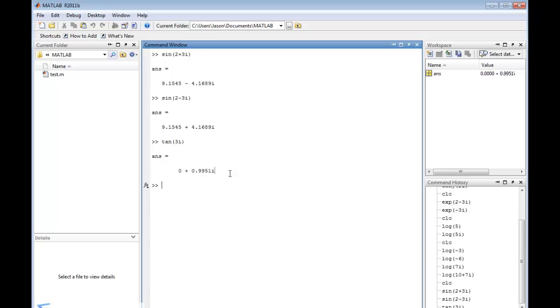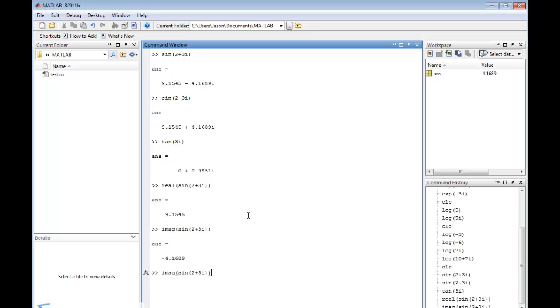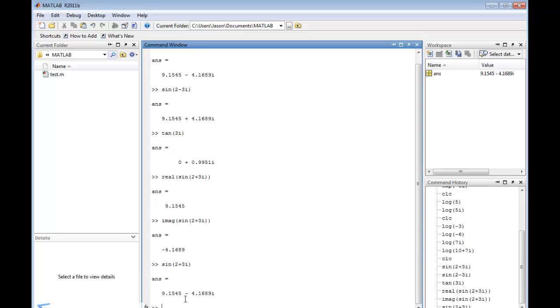And as always, if you only wanted the real part of the sine of 2 plus 3i, you could pull that off by just wrapping it with real. It takes the sine of this complex number, and you're only taking the real part, so it only returns a number. So that's how you could do that. If you only wanted the imaginary part, then you would return the imaginary part. And of course, just to check our work, we could see that the sine of this number is 9.15 minus 4.16i. So that's why I returned these here.